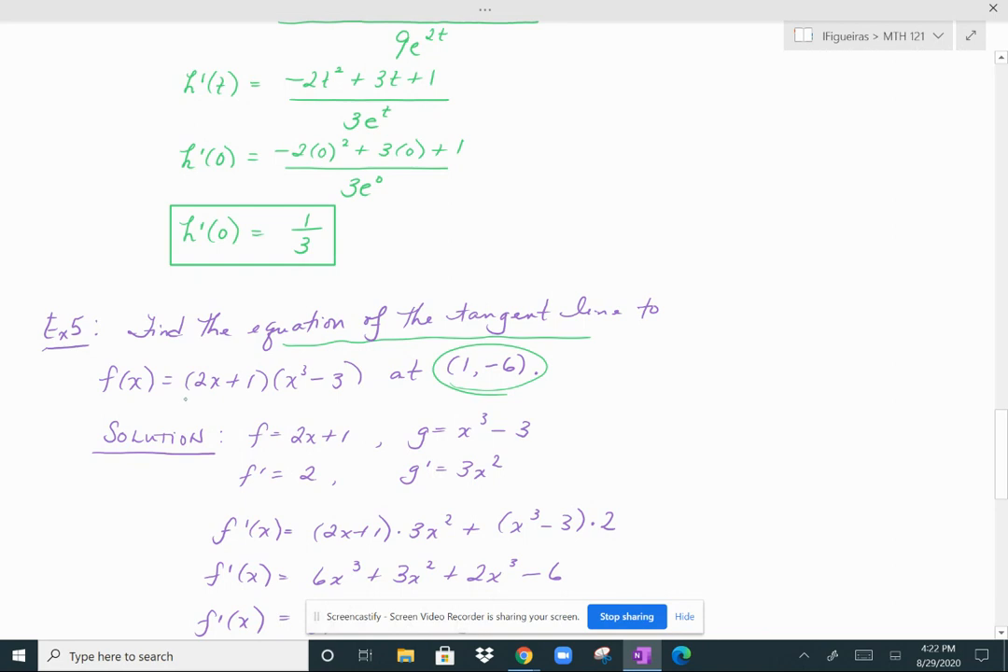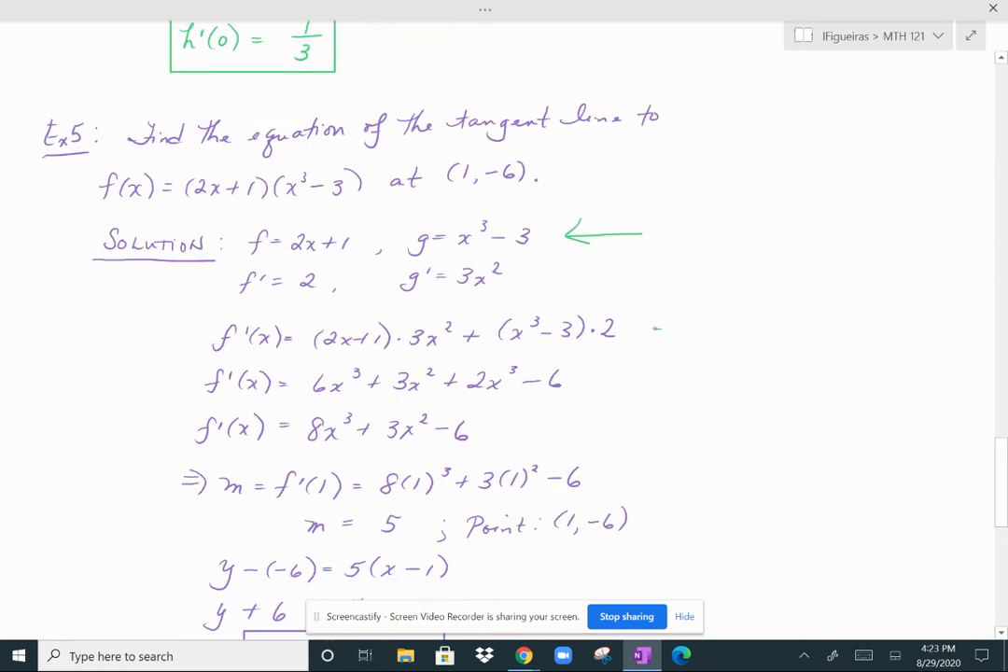So my function is a product. So again, I have to use the product rule. So identify your f and your g. With the product rule, it doesn't matter which one is f and which one is g. With the quotient rule, it does matter. So I'm going to let f be 2x plus 1 and g be x cubed minus 3. f prime is 2, g prime is 3x squared. And then we plug it into the formula. So I did f g prime plus g f prime.